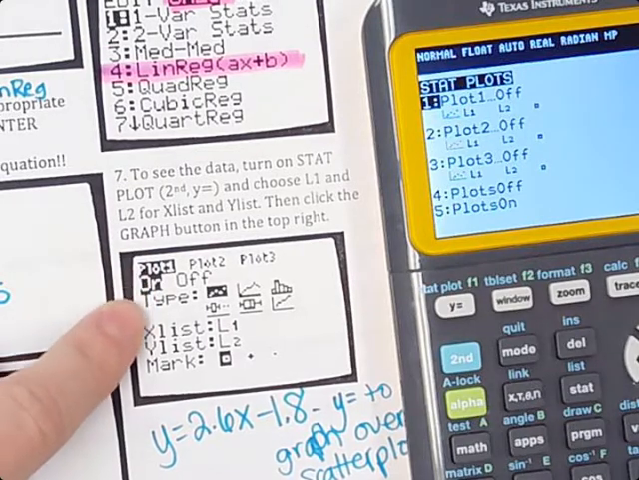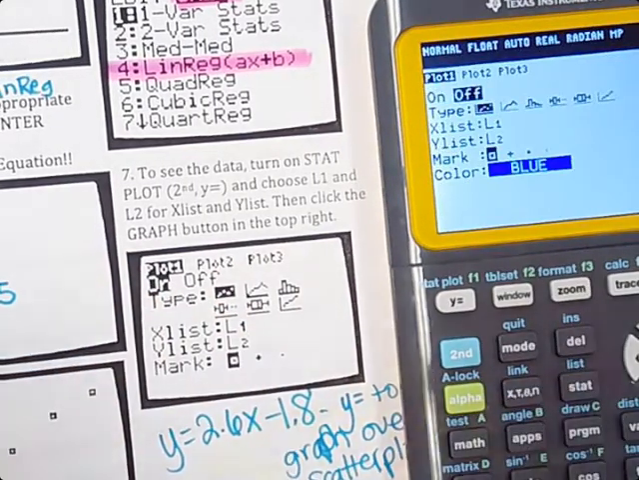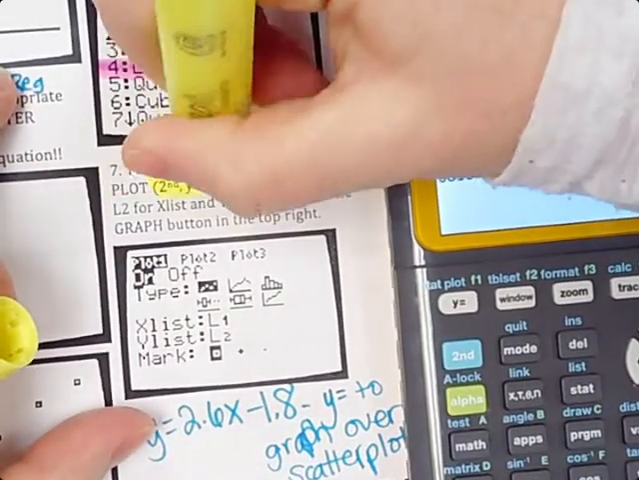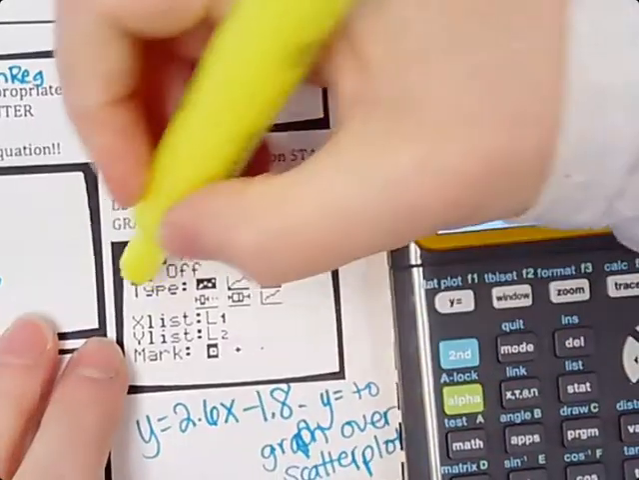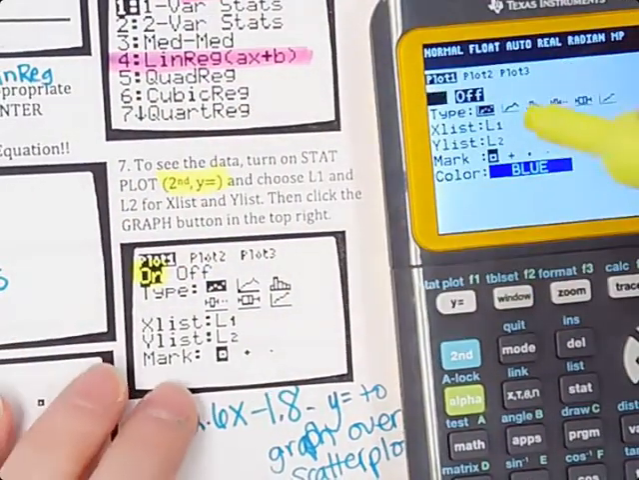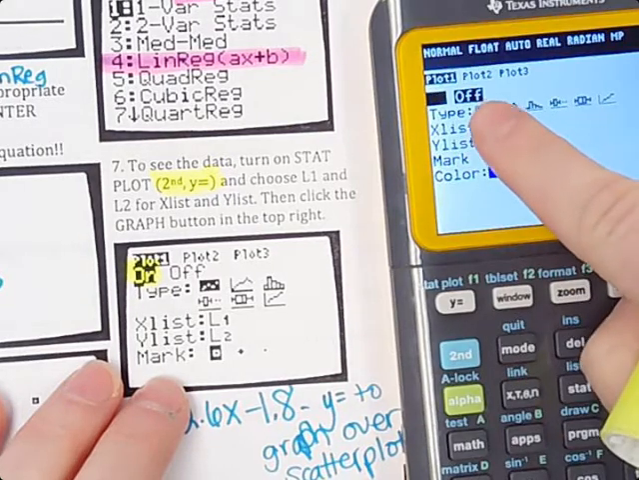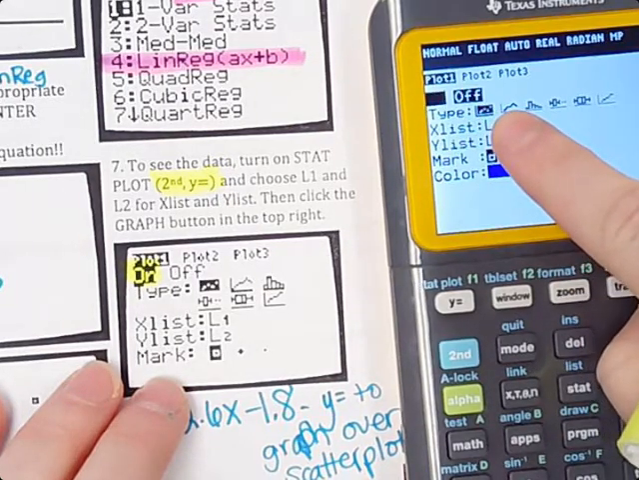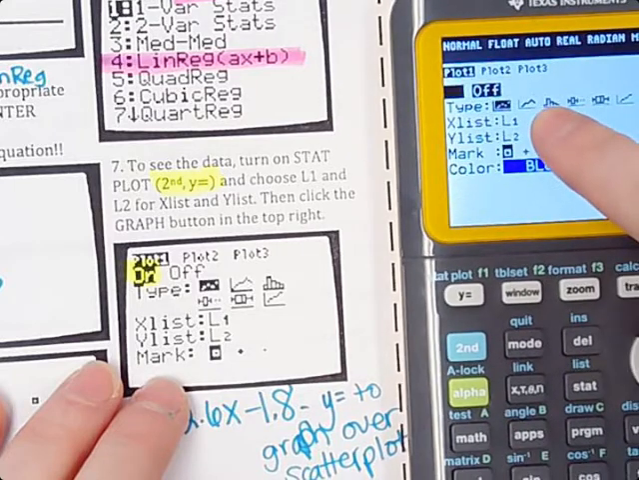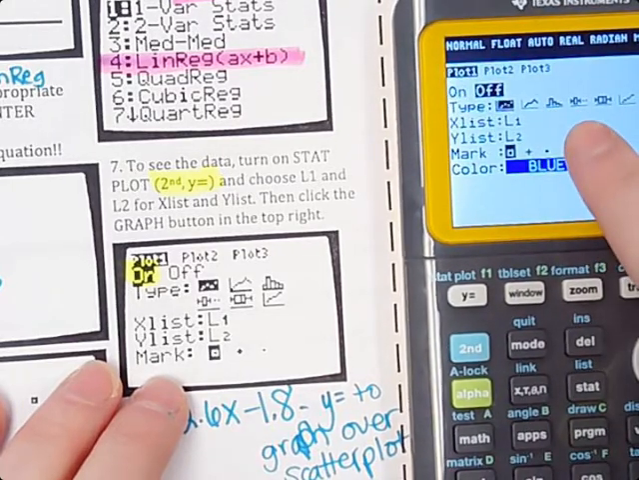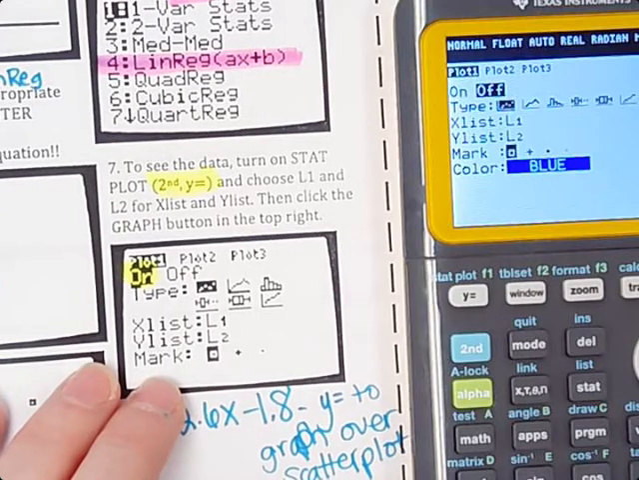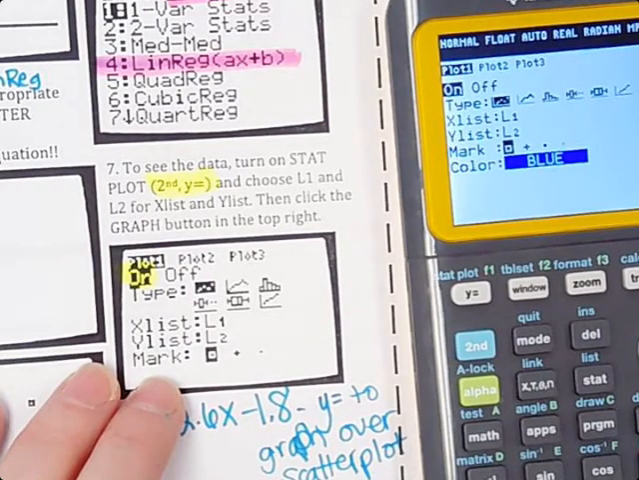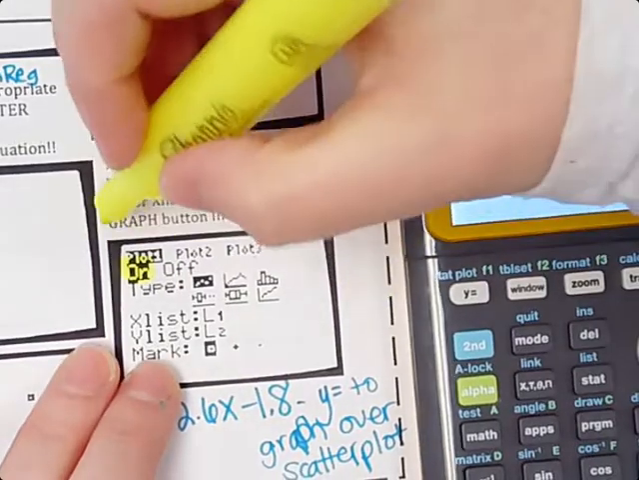So then I'm going to push enter, and it's going to come to this screen. I need to do second y equals. Highlight that. And I want to turn it on. And then everything else should stay the same. So see how this is a scatter plot? But you could also do line graphs, a bar chart, histogram, interquartile range. And that looks like another scatter plot of some sort. Okay, then push on. And then next thing we're going to do is graph.